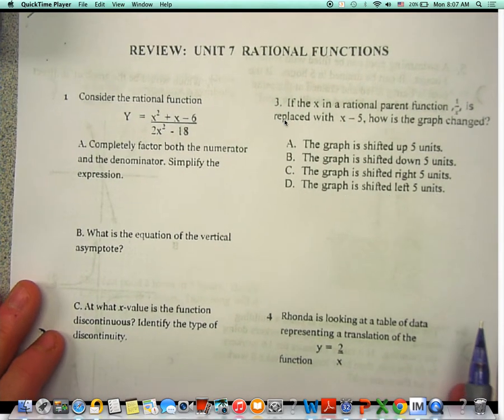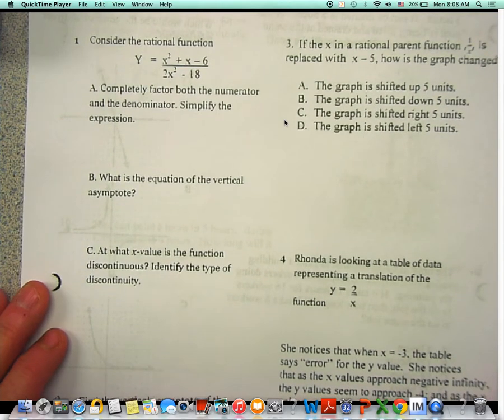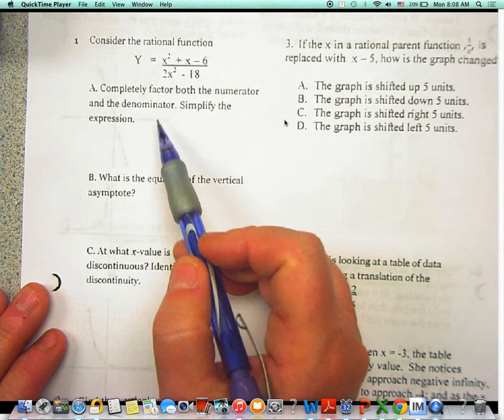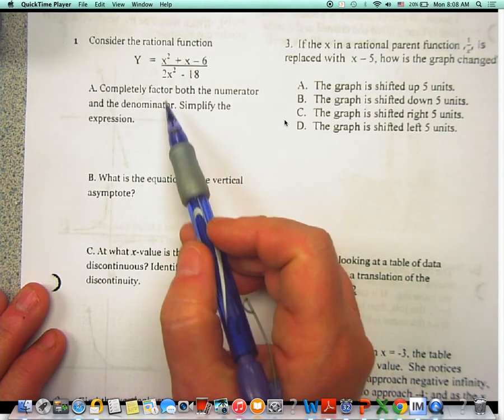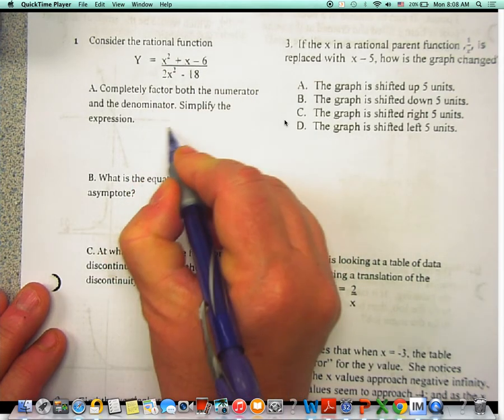This is Unit 7 Rational Functions Review, and number 1, consider the rational function, and here's your rational function. Completely factor both the numerator and the denominator. So let's do that first. How would you factor the numerator? Two parentheses. Okay.